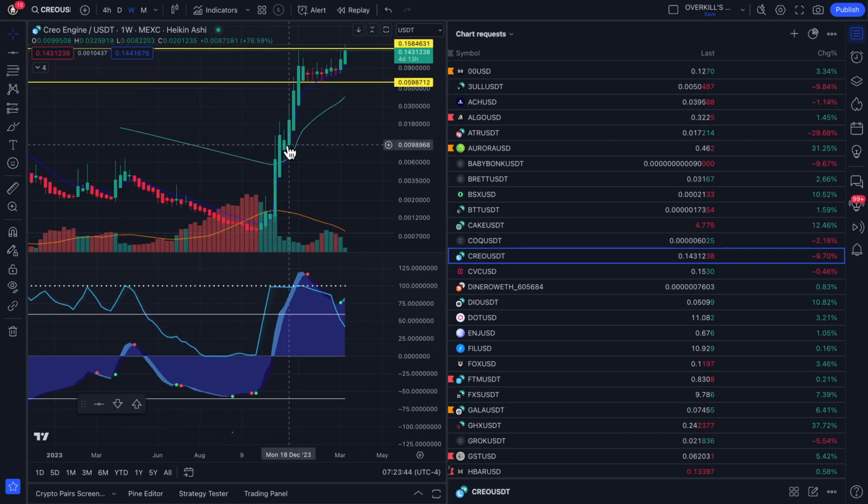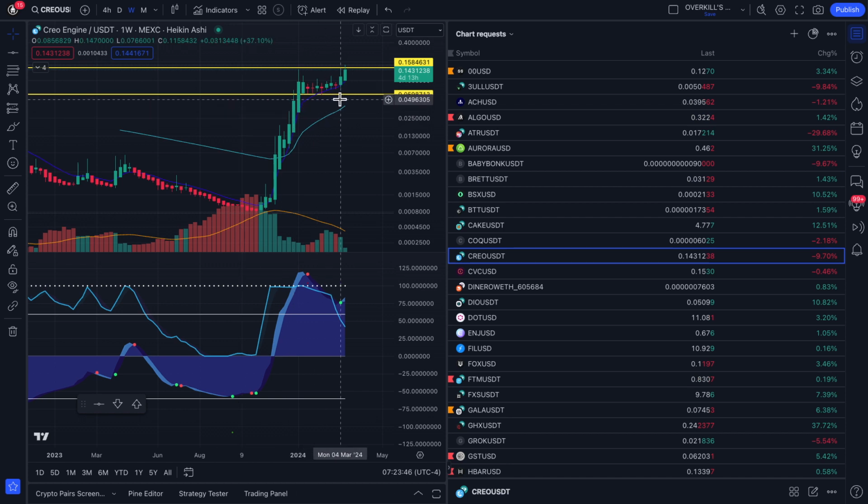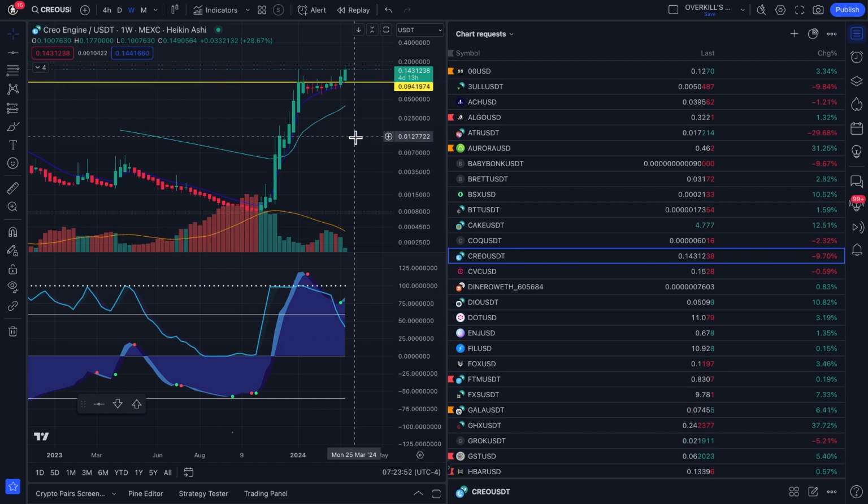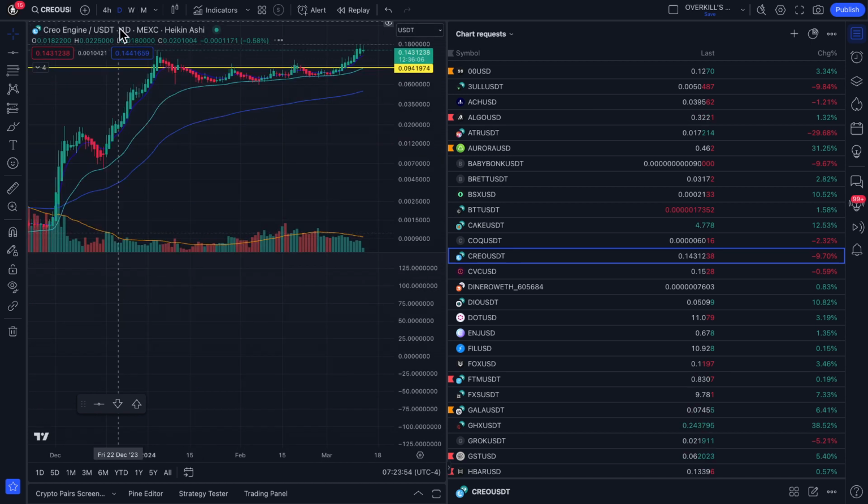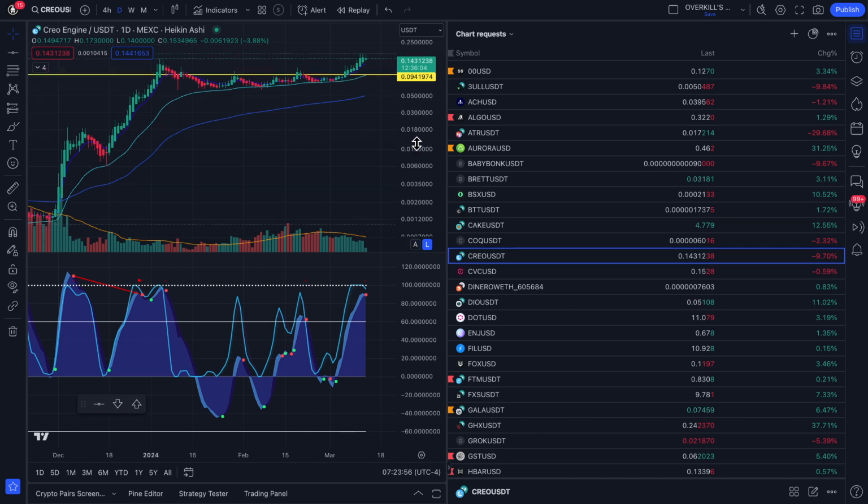Here's CREO, another name I've never heard of, but that one looks like it's breaking out. That's a blue sky breakout over resistance. Okay, move your stop loss up to the bottom of this week's candle at about 0.09. 9 cents is your stop loss.